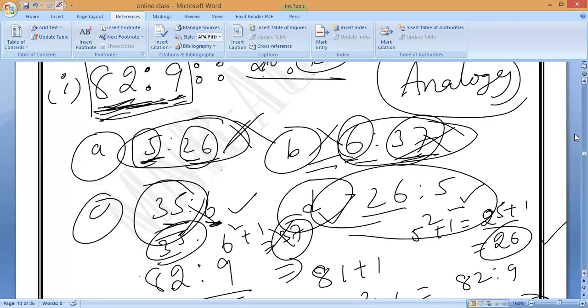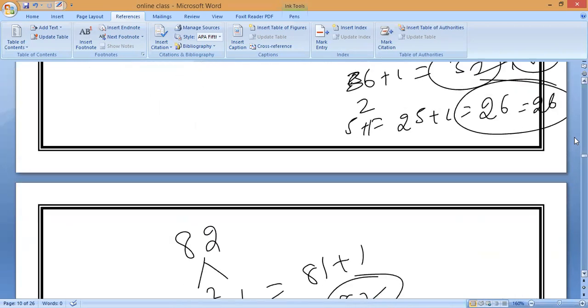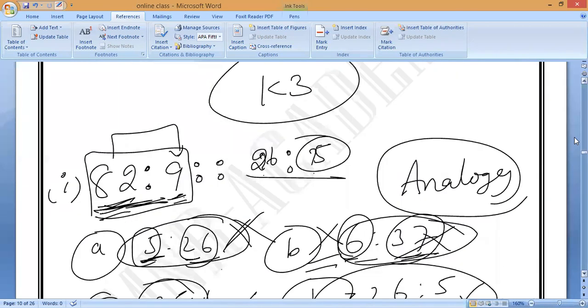Do you understand, all of you? Yes, sir. This is analogy. Analogy also, 5 questions will come. We have to solve it within a fraction of seconds. That's all. Are you clear, all of you?